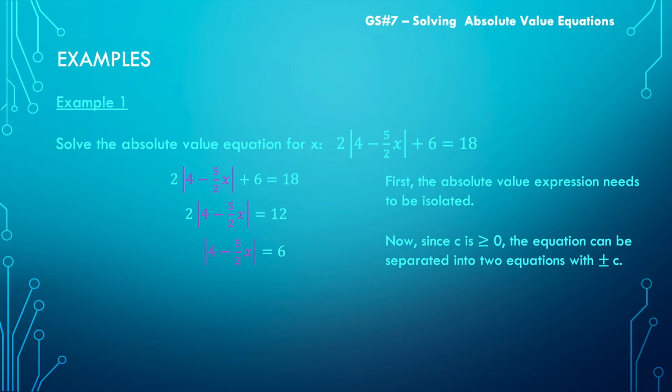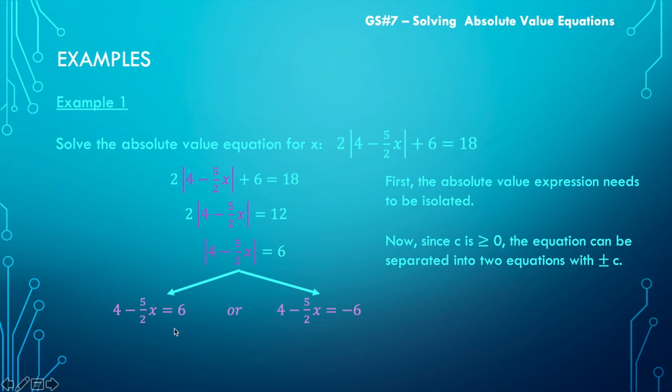And when we do that, we're going to drop the absolute value bars. So I have 4 minus 5 halves x is equal to 6, or 4 minus 5 halves x is equal to negative 6. Right? And so now I have 2 equations which I'm going to go ahead and solve. So let's just focus on this left-hand side for a second.